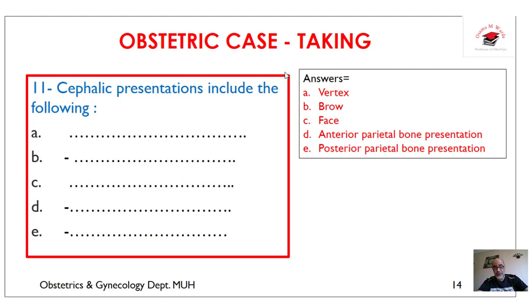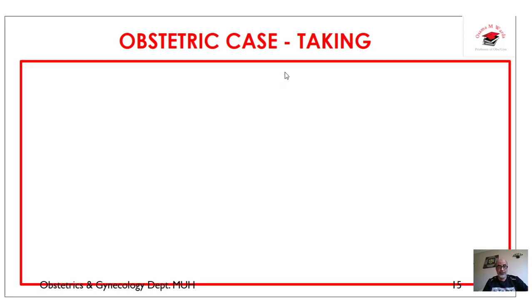The other two across the lateral movement axis are the anterior parietal bone presentation and posterior parietal bone presentation, and these are the asynclitism. So we have 5 cephalic presentations: vertex, brow, face, and anterior parietal bone and posterior parietal bone presentations.